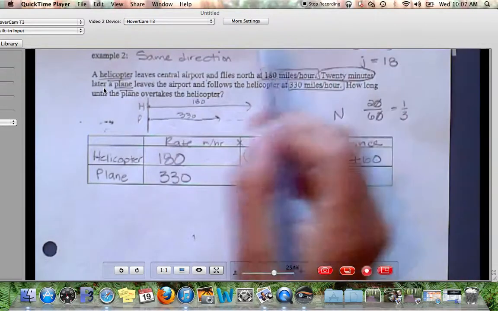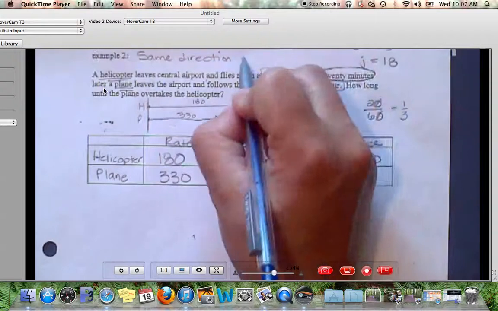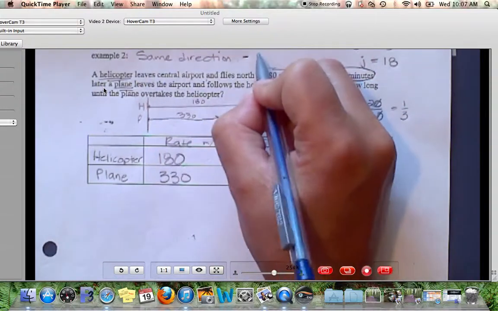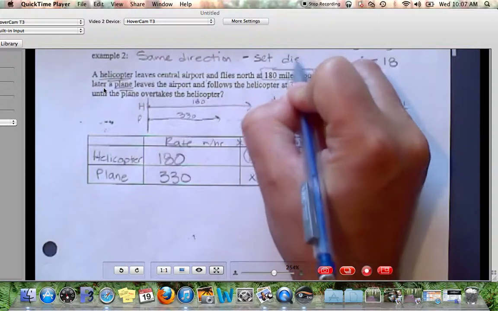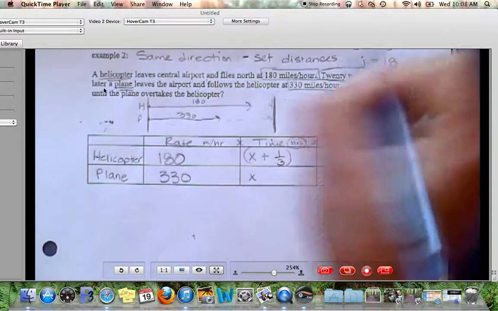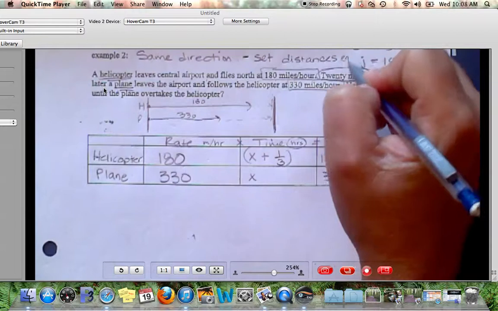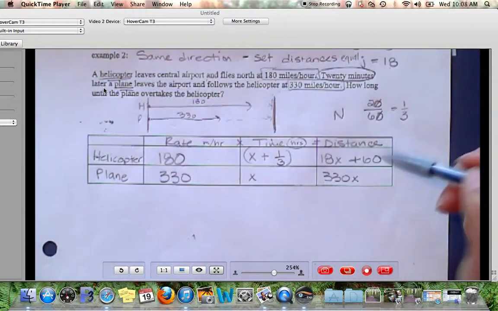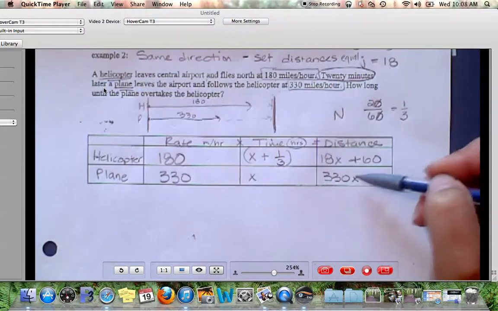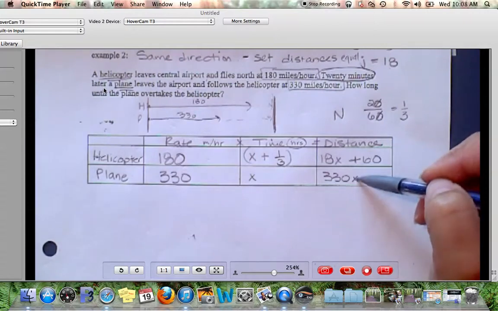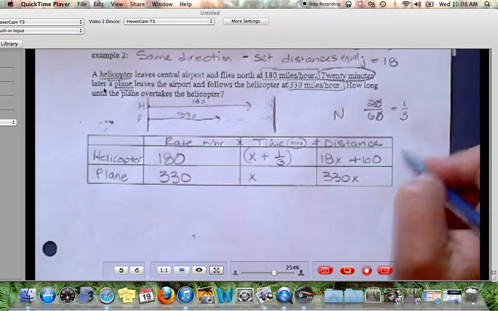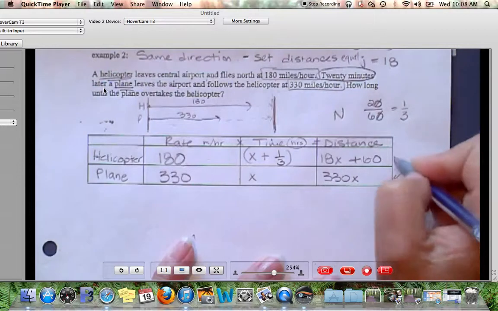So when you're doing a problem when they're going the same direction, then what we know is that they're going to have the same distance. So we set the distances equal. Running out of space here. So here's the distance of the helicopter and the distance of the plane. Those better be equal if the plane is coming up right next to the helicopter. So we're going to set these two equal to each other.